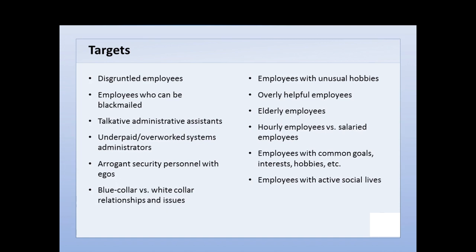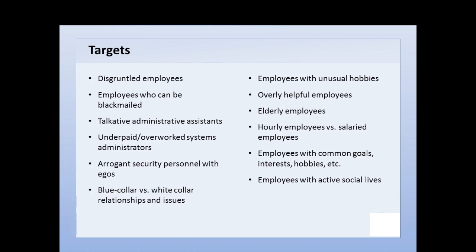Gossipy administrative assistants are always helpful. They can give you some cool information about people that you won't find officially. System administrators that are overworked and underpaid always like to vent and talk about their troubles in bars. Security personnel are also frequently arrogant. They have egos. And if you can stroke that ego and pump them up a little bit, they will give you information also. You also might take advantage of the relationships that blue-collar workers have versus white-collar relationships.